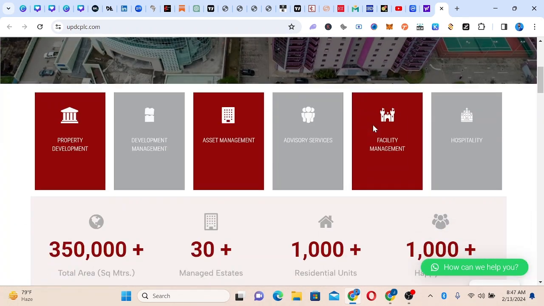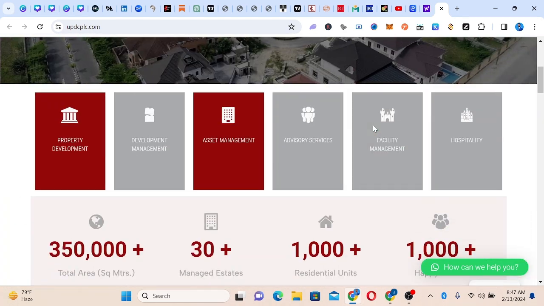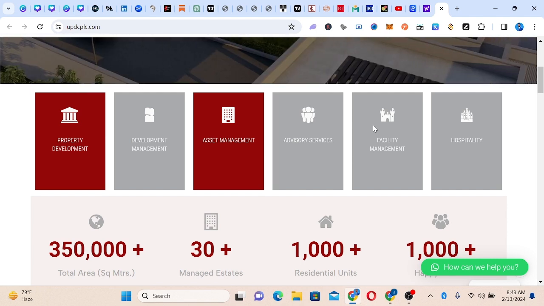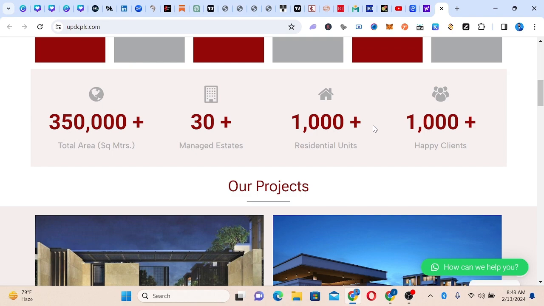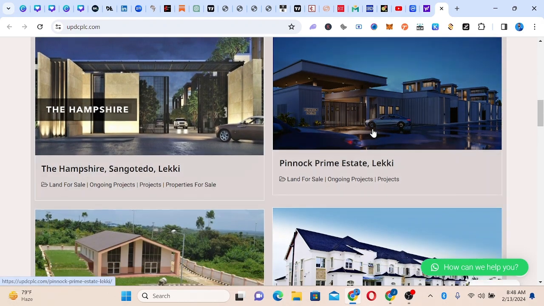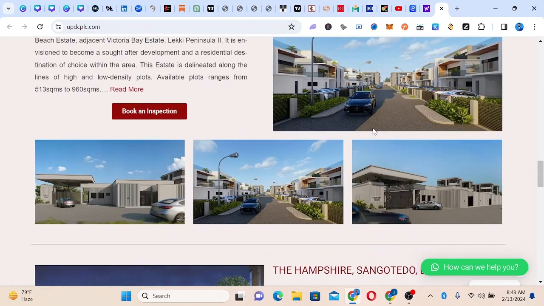As you can see, they are into property development, development management, and asset management, advisory services. There are a whole lot of projects they are into, and they have a total of 350,000 square meters. And these are the projects that we are still going to talk about.